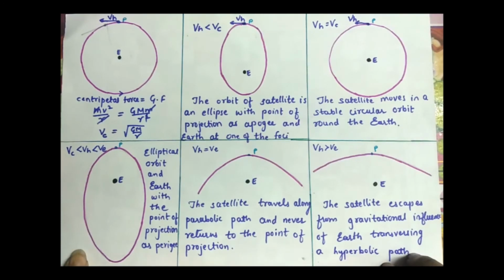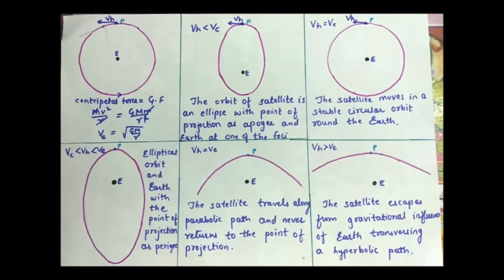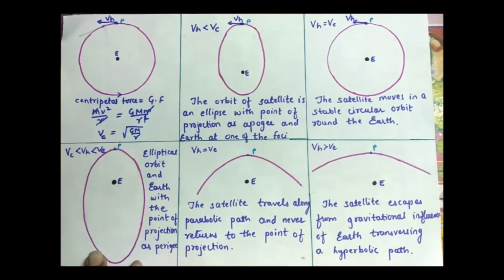Proceeding further, you might have heard of escape velocity. What is escape velocity? It is the minimum velocity given to the object, in this case the satellite, to come out of the gravitational pull. Now in this case, your horizontal velocity is less than the escape velocity but greater than the critical velocity.